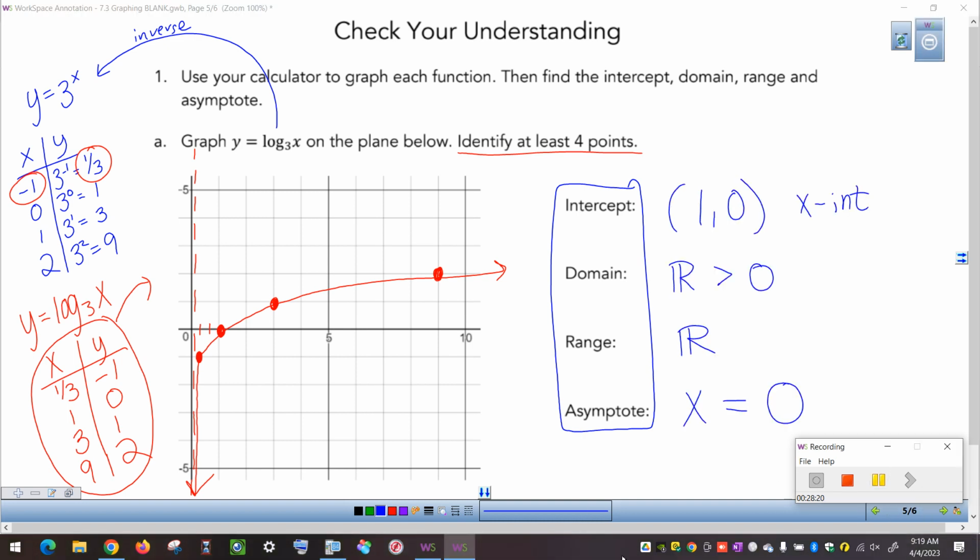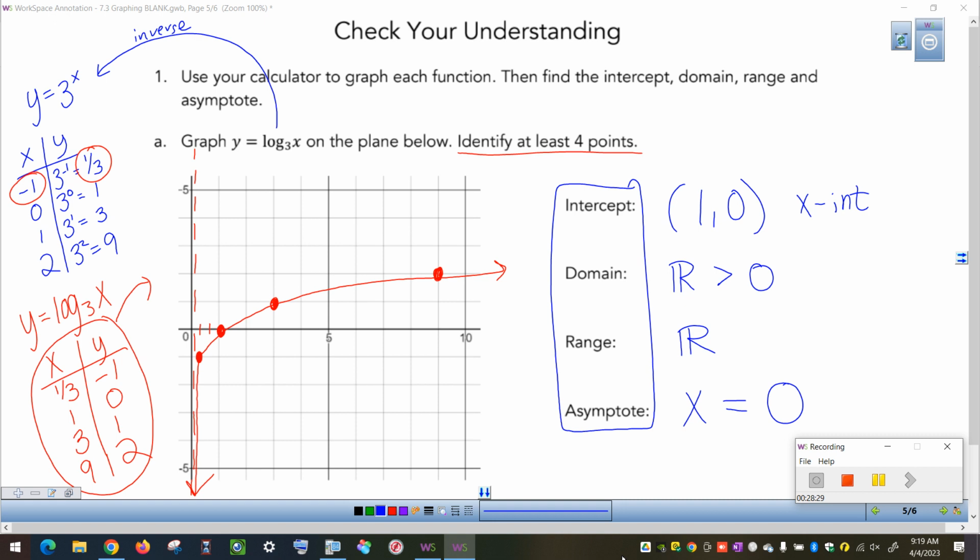All right, so these are actually no different from what we did for log base 2 of x. We still have an x-intercept at (1, 0). The domain is still only positive values for x. The range is still all real numbers, and the asymptote is still a vertical line that goes through x equals 0.